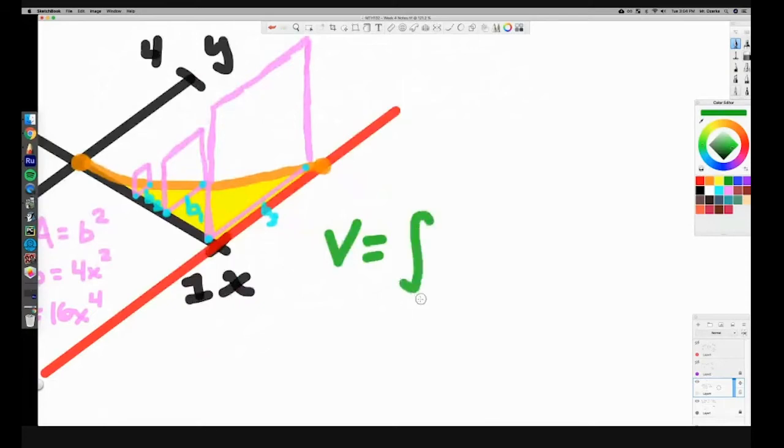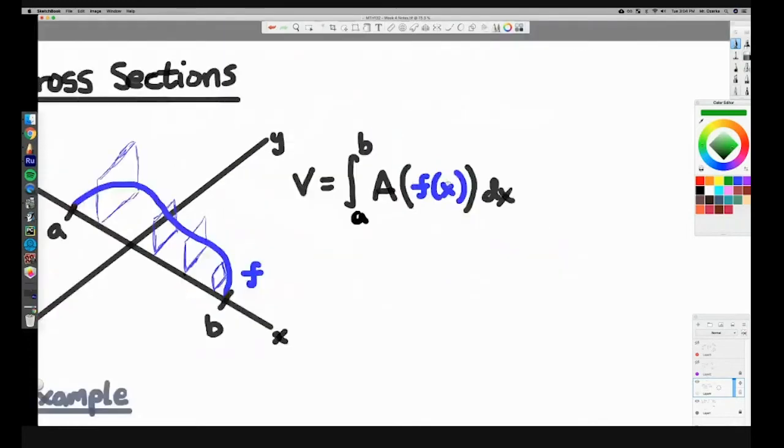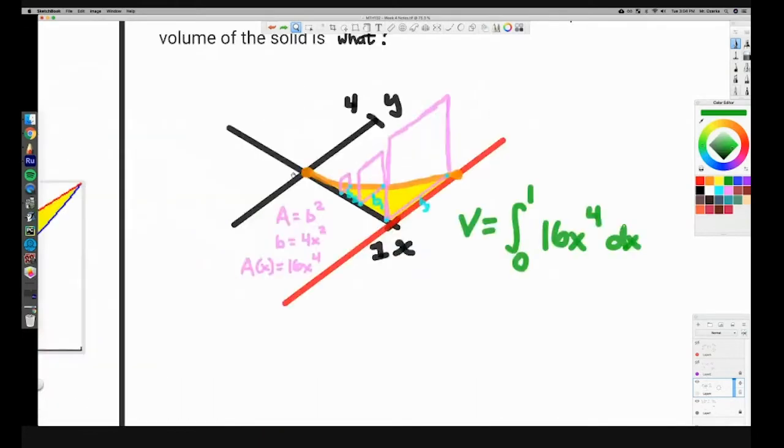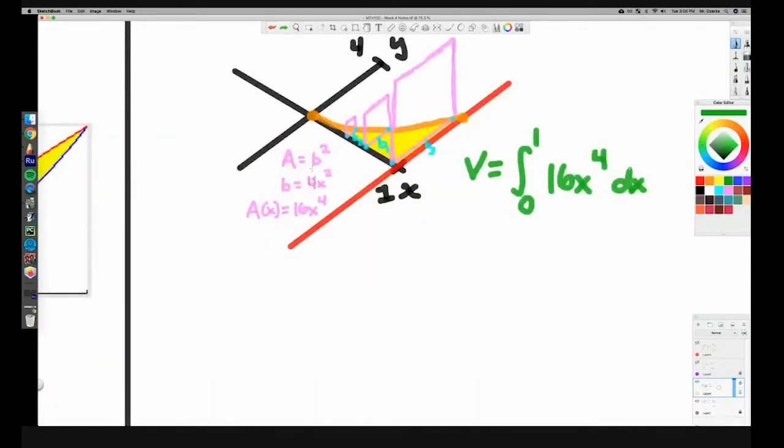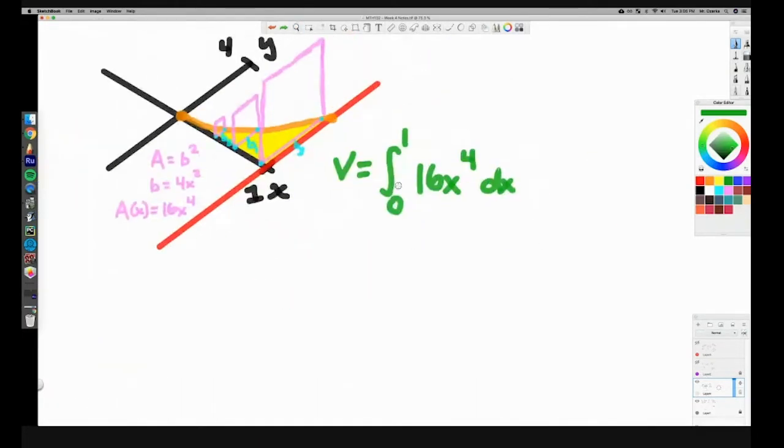We're integrating it from 0 to 1, and you're putting the area formula in here, which is that 16x to the 4th, and dx because that's part of the formula. You're finding an area, and the area is based on the function, so it's A of f of x. The f of x is 4x squared. So b is the 4x squared, and you squared it to find the area.